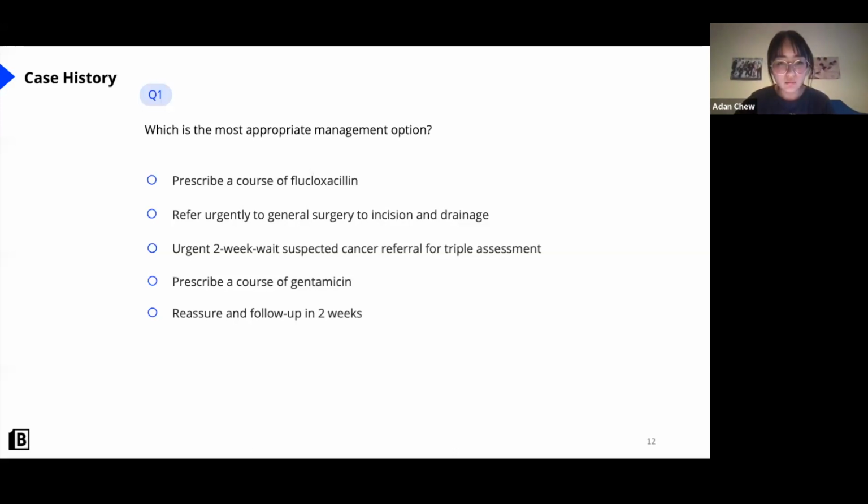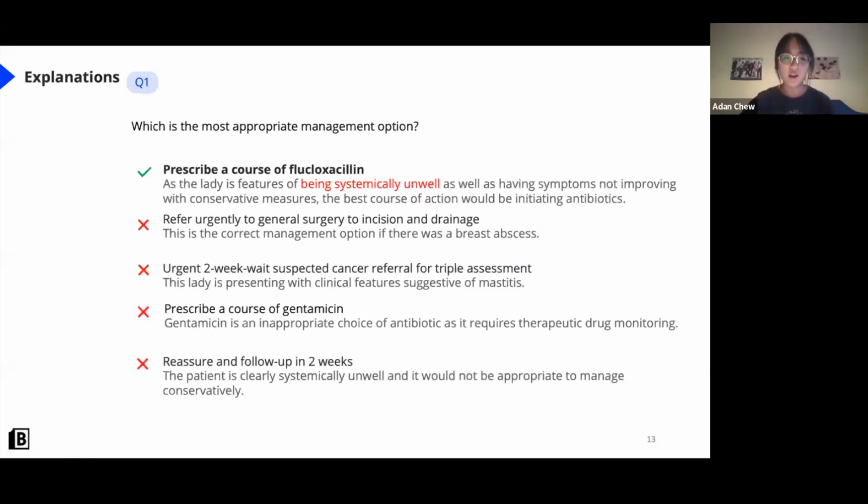So the poll has finished, and 4 out of, I believe, 8 of you have got it correct, so well done. The answer is prescribing a course of flucloxacillin. The indications for antibiotics are usually when the person is systemically unwell, you can see a nipple fissure, they're reporting worsening symptoms, or their milk cultures have come back positive.